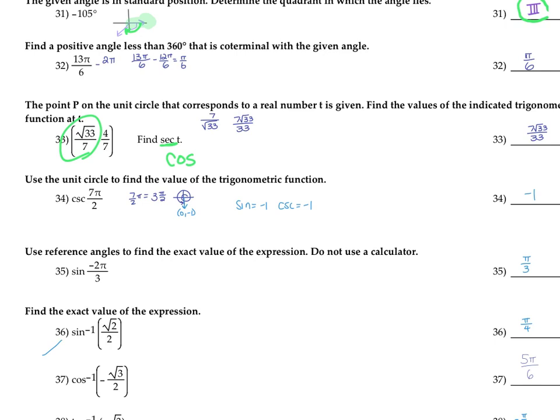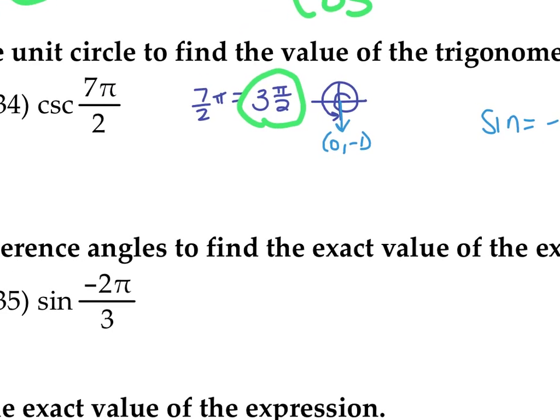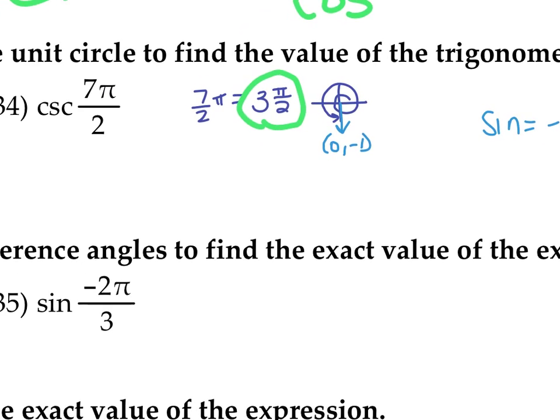34, cosecant of 7 pi over 2 is going to be the reciprocal of sine at 7 pi over 2. So 7 pi over 2 becomes 3 and pi over 2, that's at the bottom where your points are 0, negative 1. Sine is negative 1, flip negative 1, it's still negative 1.